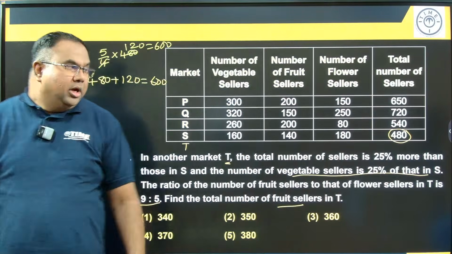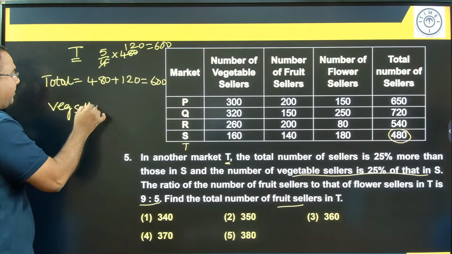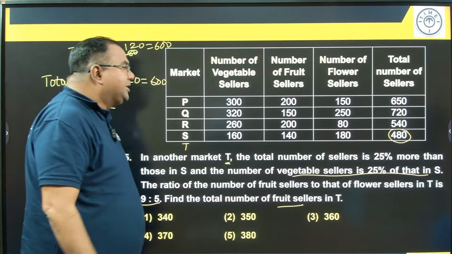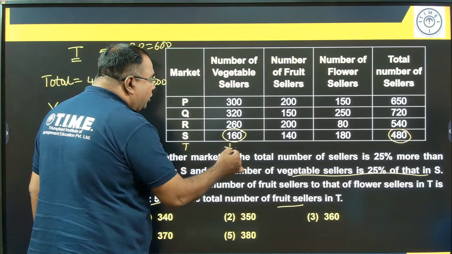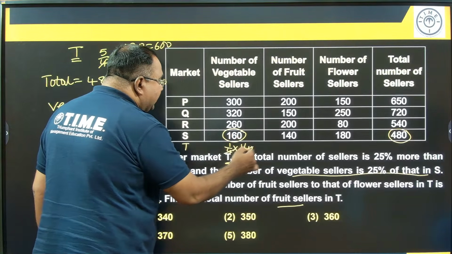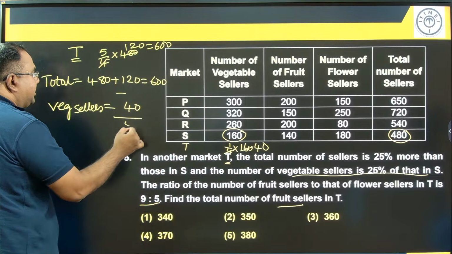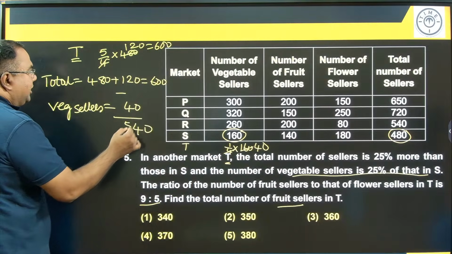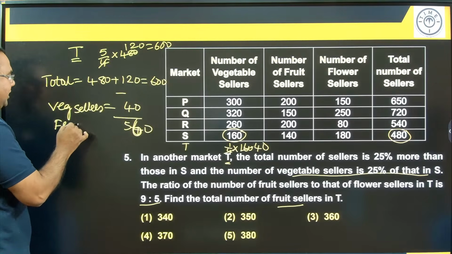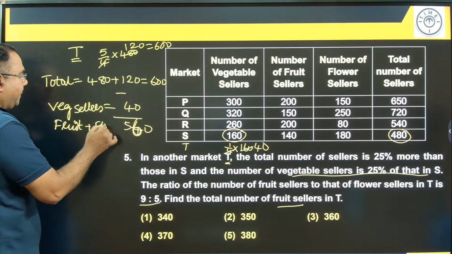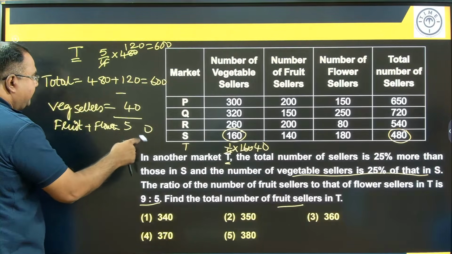These are my total. Now, in this, we have vegetable sellers. What is the information given about vegetable sellers? 25% of that in S. S is 160. Vegetable sellers are 1/4. 25% is 1/4 of 160. Vegetable sellers have to be 40. Out of 600 are vegetable sellers. If you remove 40, this has to be 560. 560 is your fruit plus flower sellers.